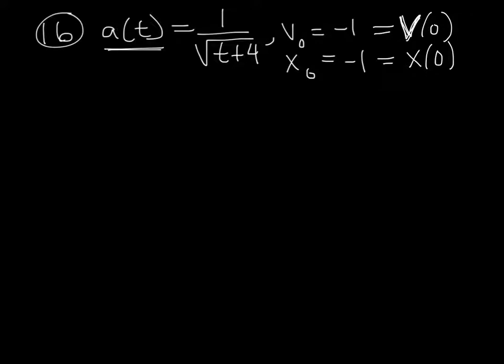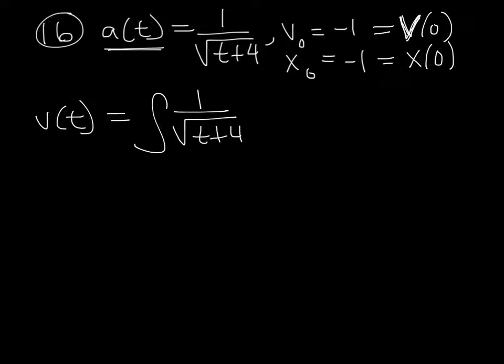So we start with finding the velocity function, which is going to be the integral of our a of t. So 1 over the square root of t plus 4 dt. So we can rewrite this, our acceleration function. We can rewrite this guy because we're going to take the antiderivative by using the power rule, so we would like a nice power. Let's just do it step by step.